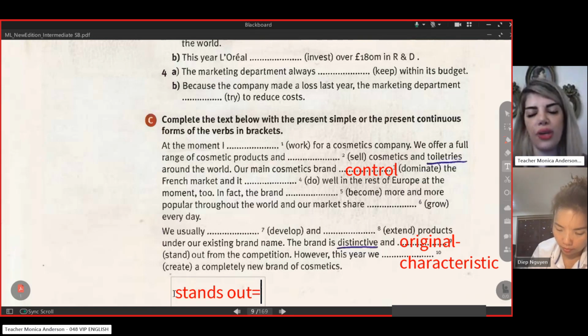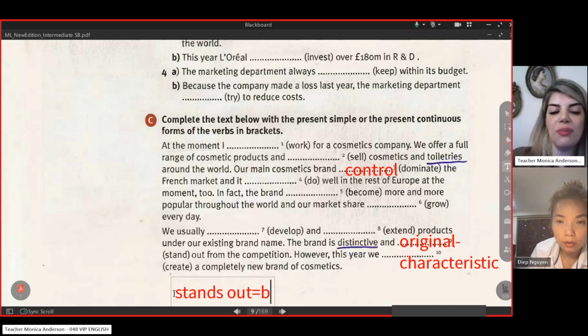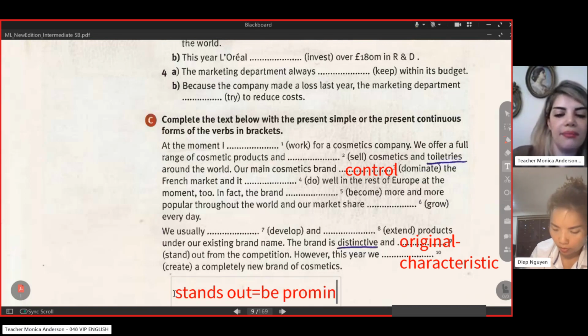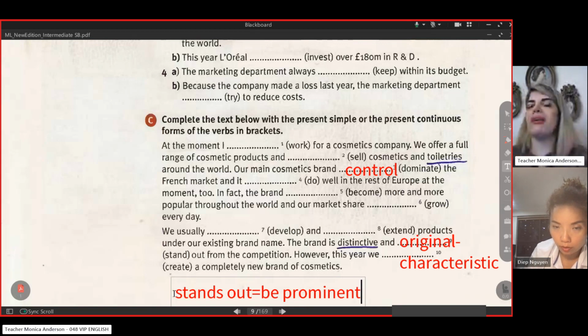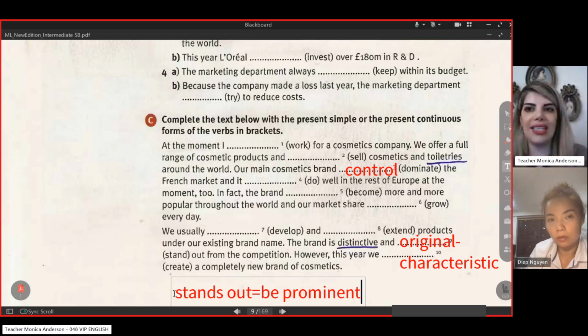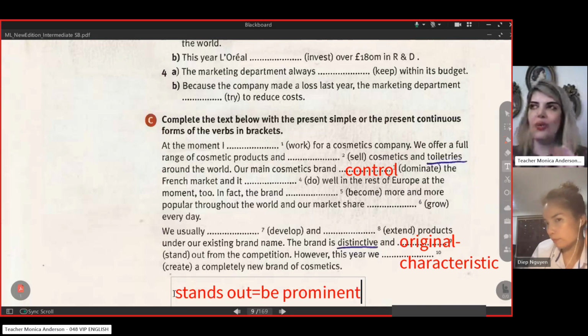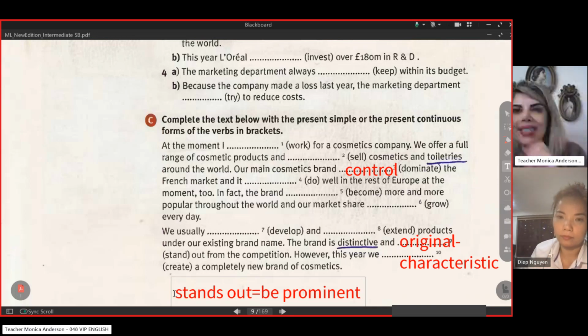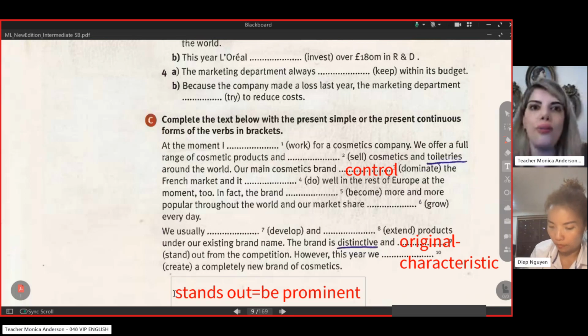So let me say the meaning of this word, then I will explain why this is present simple, not present continuous. Stand out means be prominent. What does it mean when something is prominent? It means it's much better than other products. And of course, you can notice it everywhere because it's really easy to be seen or to be noticed. So this is prominence. It's really different, better than all the other products. This is stands out.